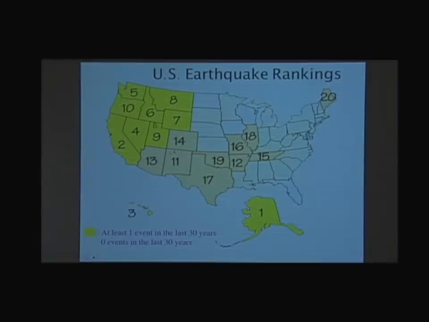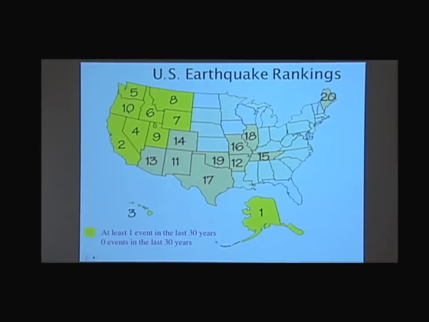The question was, how come Washington and Oregon, they're up 10 and 5, why aren't they higher in the list of U.S. rankings? And the answer is because the San Andreas Fault comes up here through California, and then it goes offshore. So we have a triple junction offshore. There's not a major fault running through these two states.